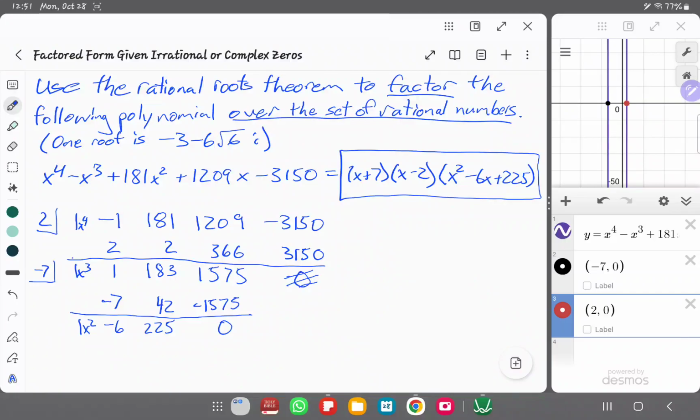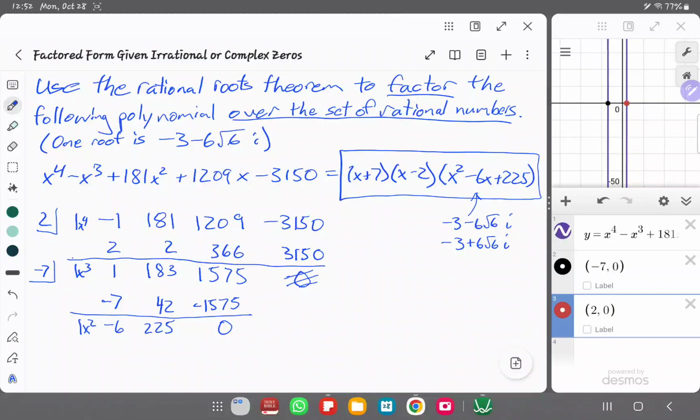And from that 225, or that whole factor there, there are 2 zeros, right? One would be this negative 3 minus 6 root 6 times i. The other would be the negative 3 plus 6 root 6 times i. So that would be the corresponding complex number zeros that go with that factor.